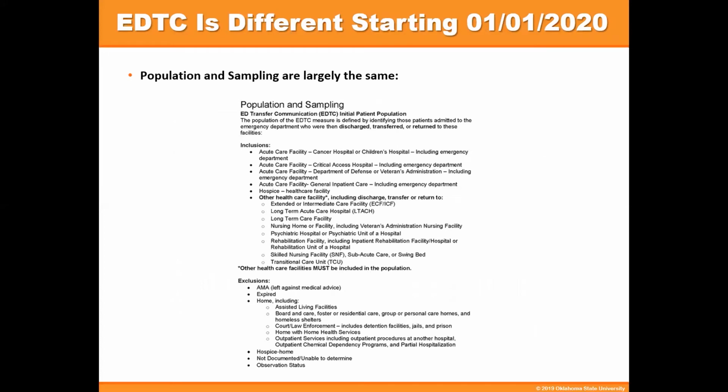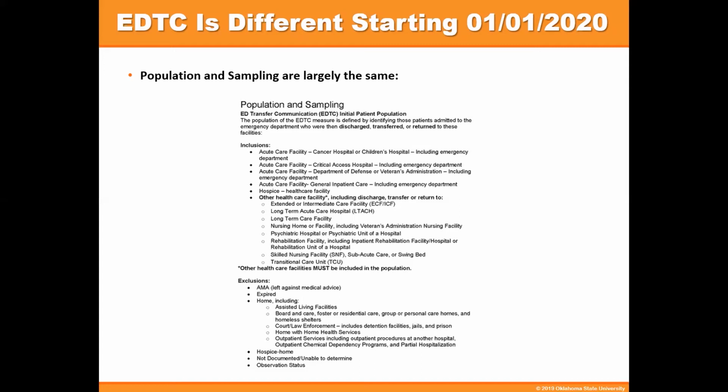Are there any questions so far? Alrighty, well, EDTC is different as of January 1st, 2020. I actually took some screenshots of the pages from the specifications guide to walk through what the differences are. Talking about our population and sampling, it's largely the same as what we looked at before.